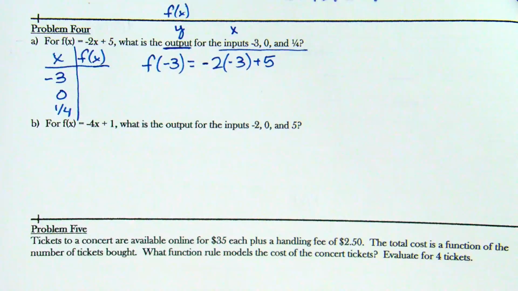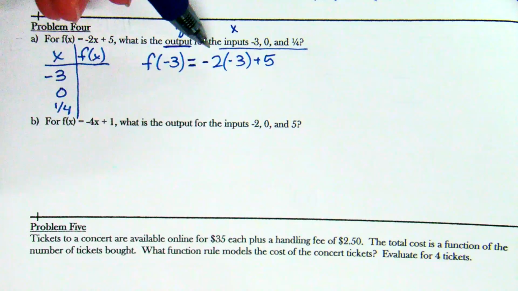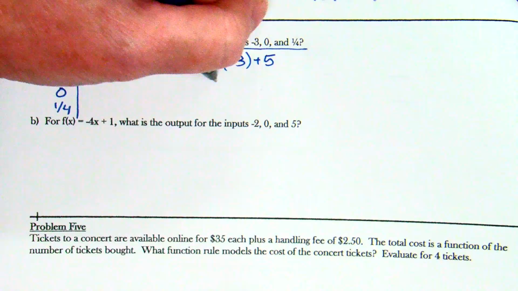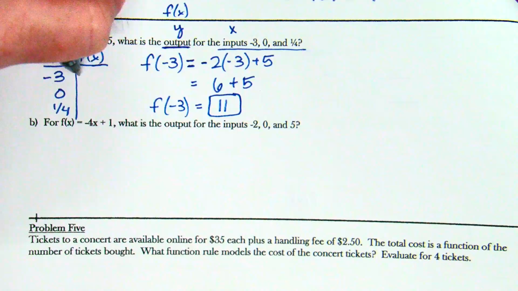Yes, that is equals, just the idea that we're finding f of negative 3. So negative 2 times negative 3 plus 5. You said to multiply. Negative 2 times negative 3 is 6. And 6 plus 5 is 11. So we just found f of negative 3 to be 11. So that means when my input is negative 3, my output is 11.